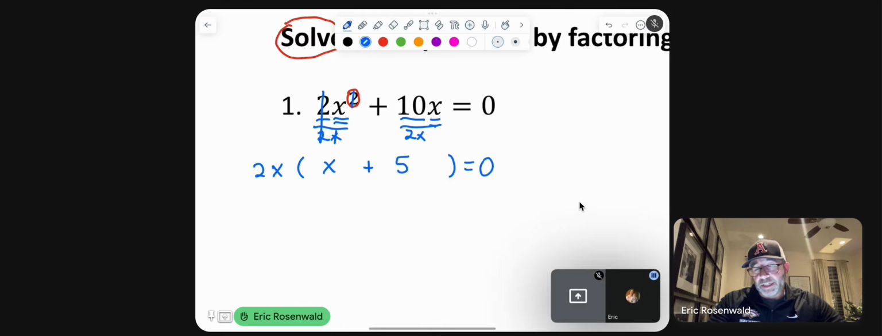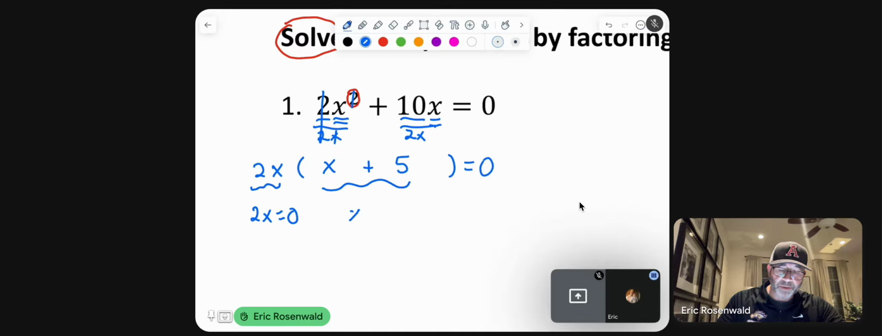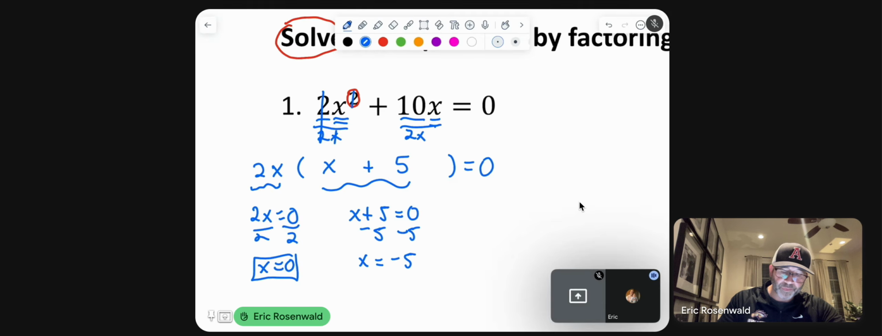Now we're done taking out the GCF, so we use the zero product rule, which says that we take each one of our factors that's here and we set those each equal to 0. So we're going to take first this 2x and set that equal to 0. And then we're going to take the x plus 5 and set it equal to 0 as well. Divide by 2 on the first part, and we end up with x is equal to 0. Subtract 5 on the second part, and we get x is equal to negative 5. And that's it. You're done with that problem.